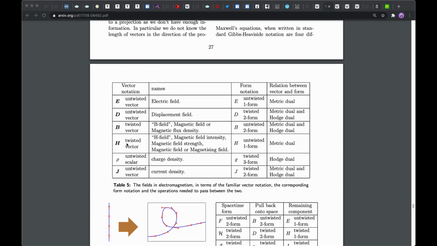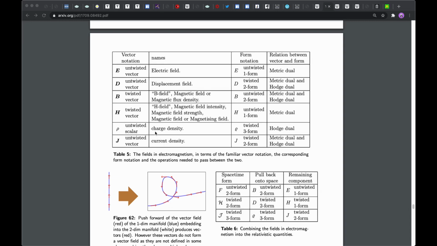And for the magnetic field, we also have the magnetic field strength vector, and in the case of forms, that will be a one form. And charge density and current density will correspond to the 3 and 2 forms here.